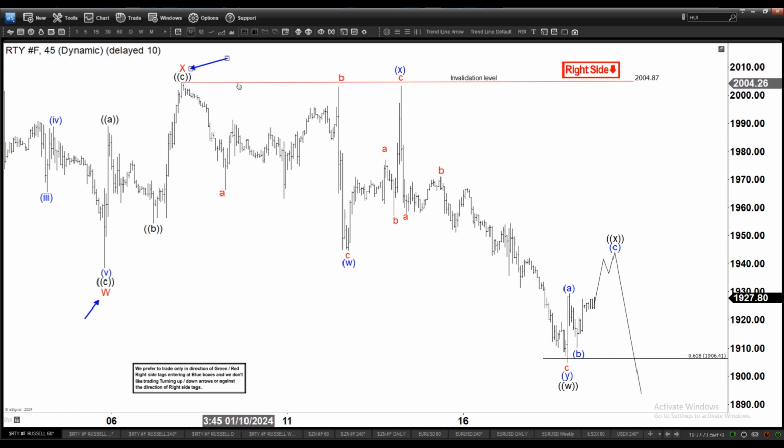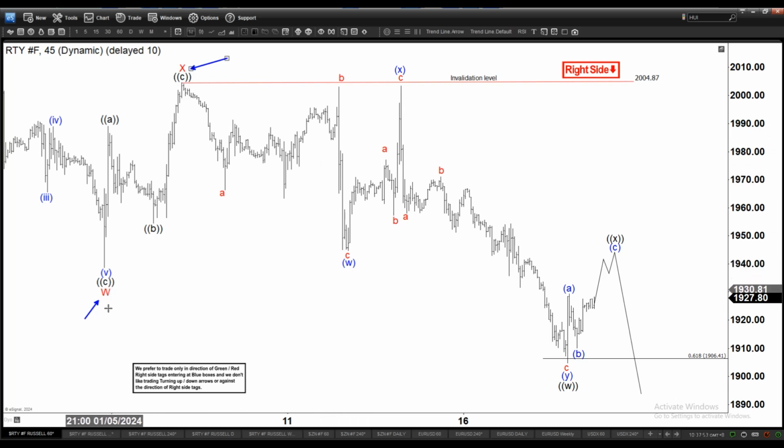Right, so WXY is a structure that we call a double 3, or sometimes people call it double zigzag, even though the internal of the W and the Y is not necessarily a zigzag structure, but any corrective structure is possible to be the subdivision of the WXY. But a lot of times people just call it double zigzag.